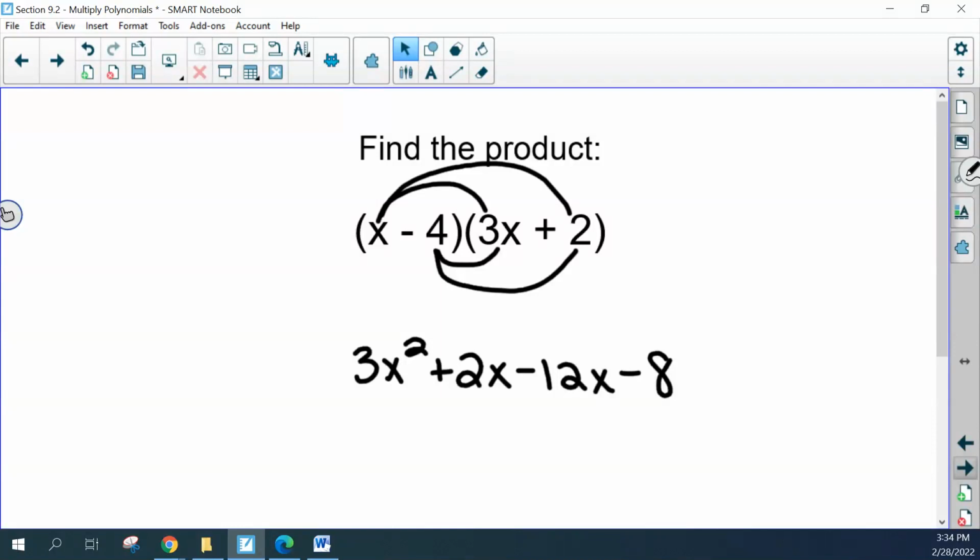If you do this correctly, about 99% of the time, you should end up with your 2 middle terms combining, or I should say you should always end up with your 2 middle terms combining. So you would end up with 3x squared minus 10x minus 8. Okay, so you have 2 binomials, multiply them together using FOIL, then you combine your middle terms and you end up with a trinomial in the end.